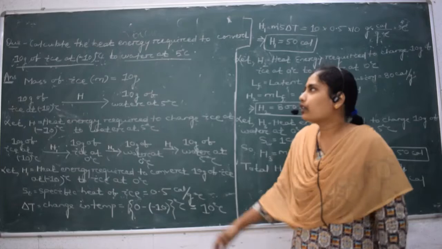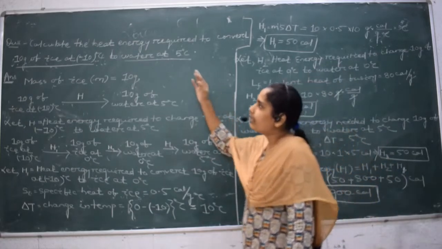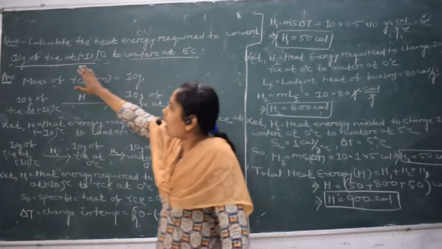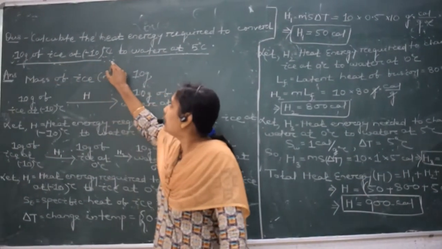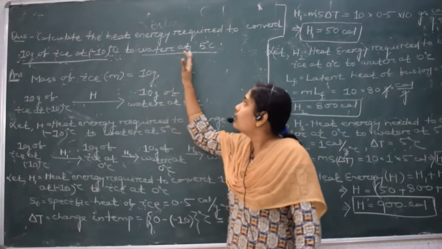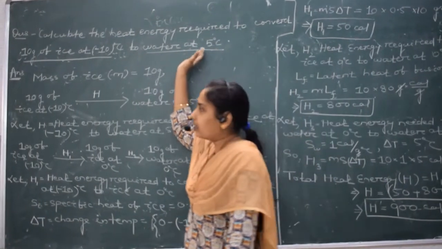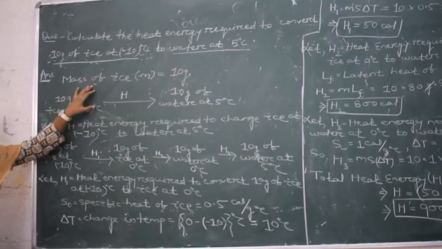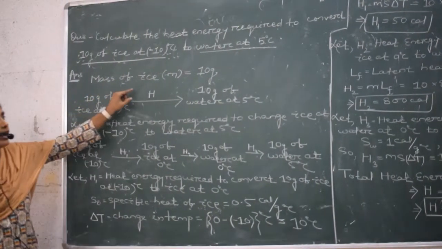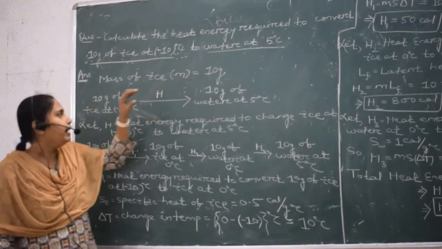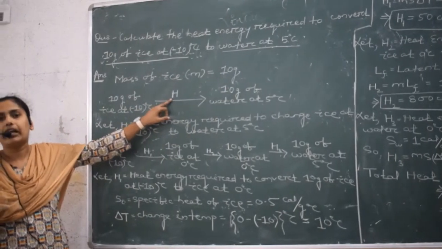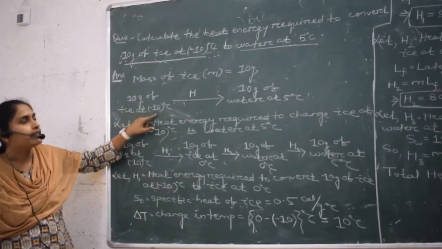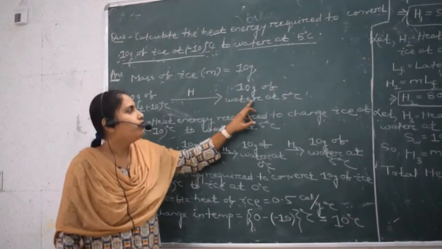So let us look at the question. The question says: calculate the heat energy required to convert 10 gram of ice at minus 10 degrees centigrade to water at 5 degrees centigrade. In this case, the mass of the ice is given. So let M be the mass of ice, which is 10 gram, and let H be the amount of heat energy required to change the 10 gram of ice at minus 10 degrees centigrade to 10 gram of water at 5 degrees centigrade.